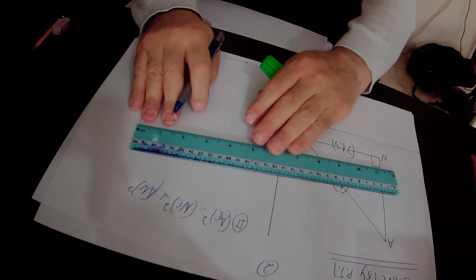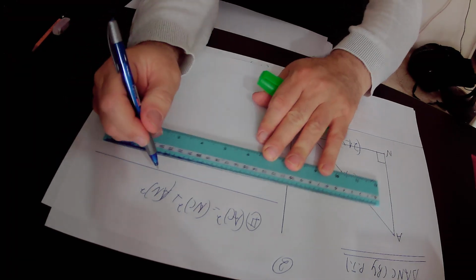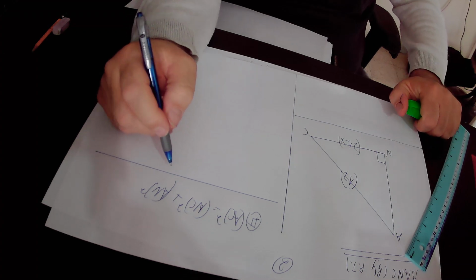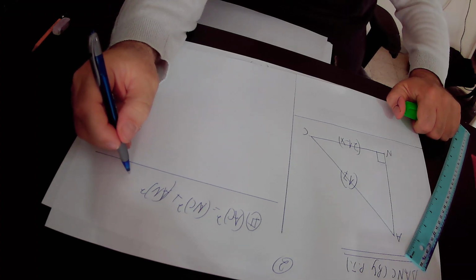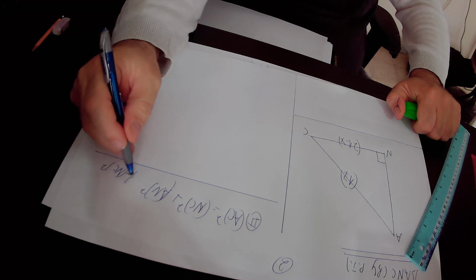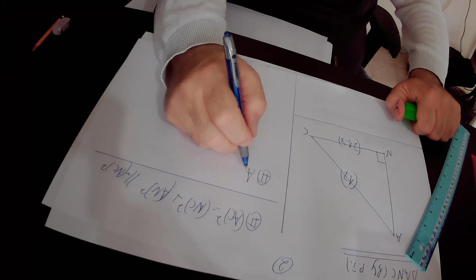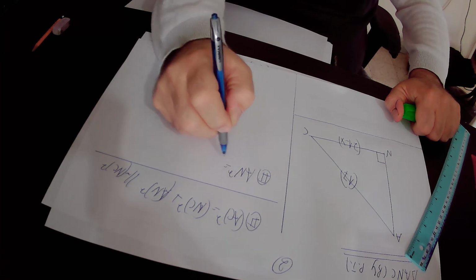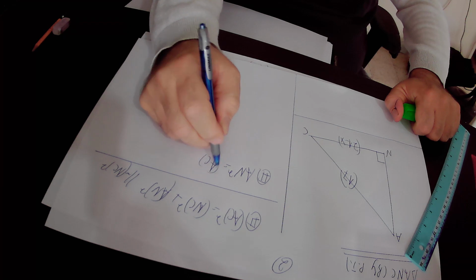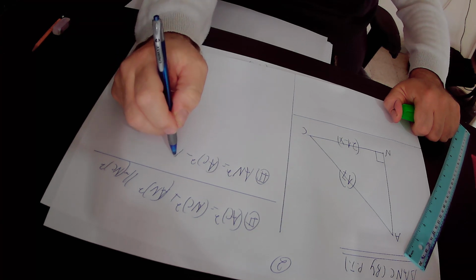So here we subtract AN squared from this equation, equation 2. Here we subtract NC squared from this equation, equation 2. And you get that according to equation 2, AN squared equals AC squared minus NC squared.